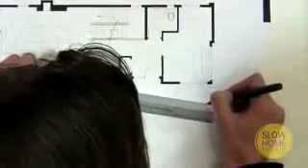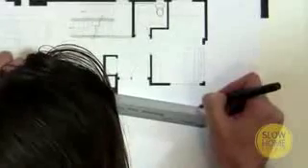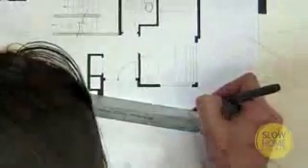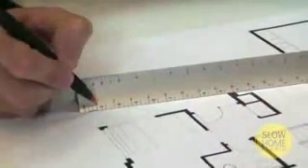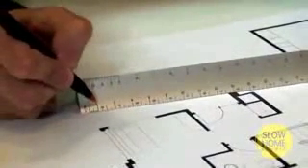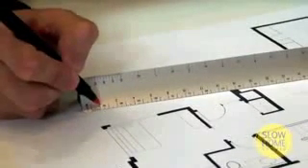First thing you need to do is find the 0, because the 0 is where you start to measure from. And you'll notice that on an architect's scale, unlike a regular ruler, the 0 is not at the end. It's actually about a centimeter or so in from the end of the ruler. And that's the starting point.